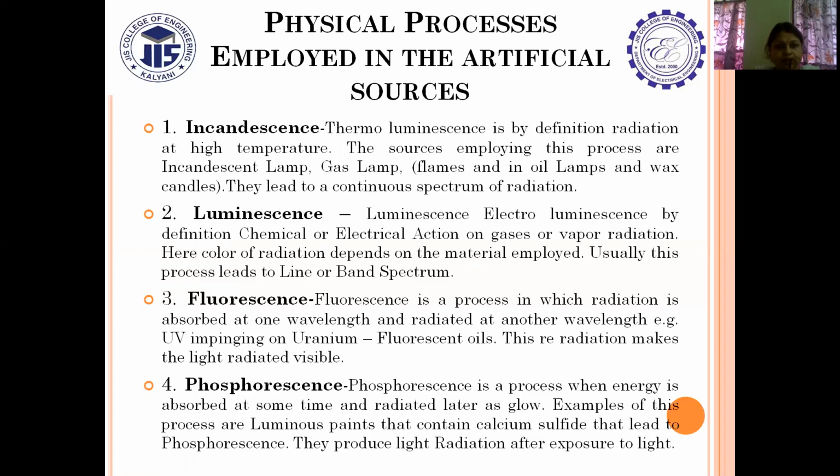So first one is incandescence. Incandescence is by definition radiation at high temperature. The sources employing this process are incandescent lamps, gas lamps like flames, and oil lamps and wax candles. They lead to a continuous spectrum of radiation.